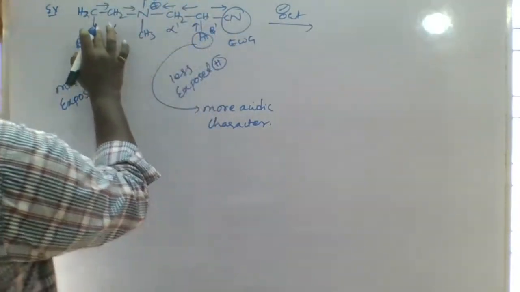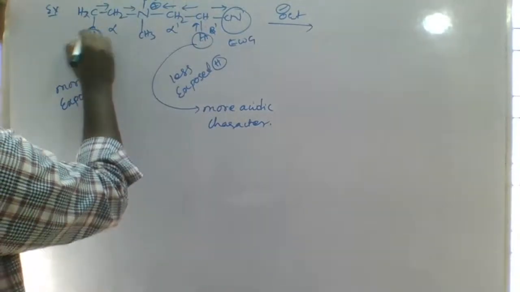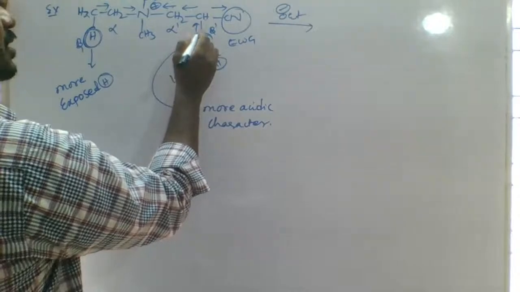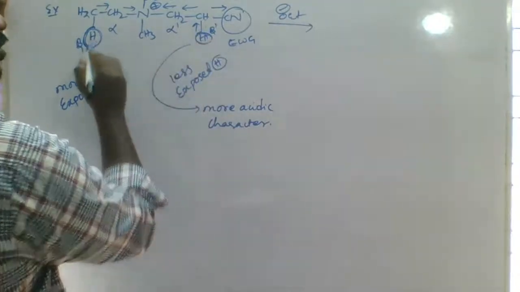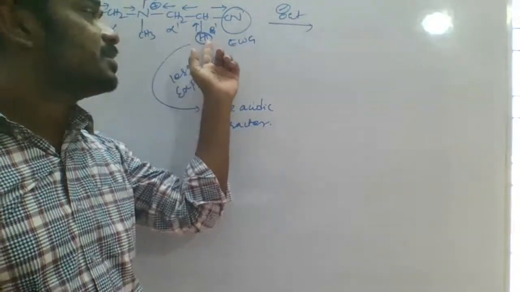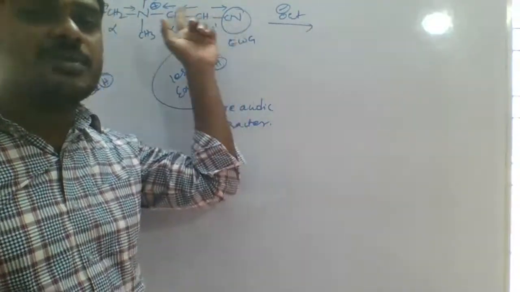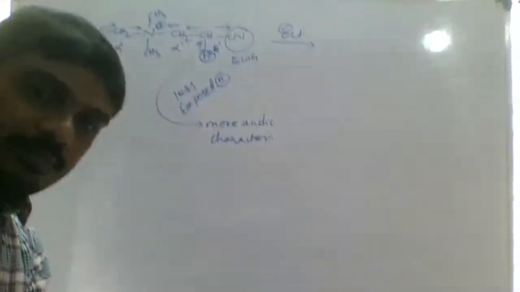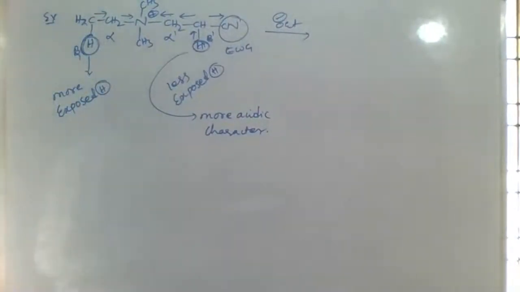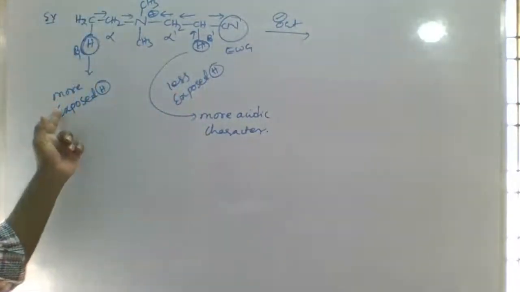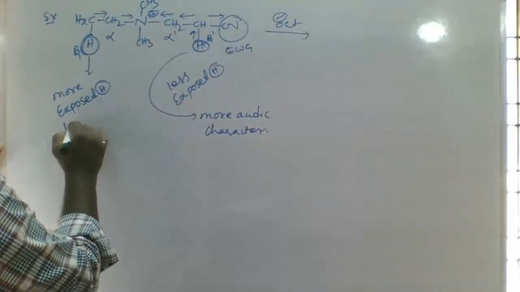So what happened? Here the electron density is more compared to here. Here there is small electron density, because this electron density is taken by the cyanide group as well as the quaternary nitrogen. Therefore, this hydrogen has a highly acidic character, and this one has a less acidic character.